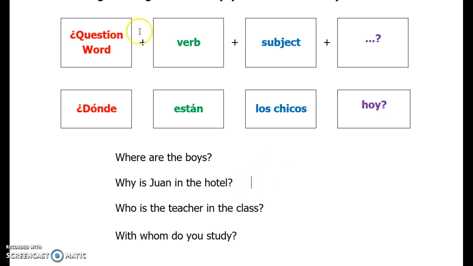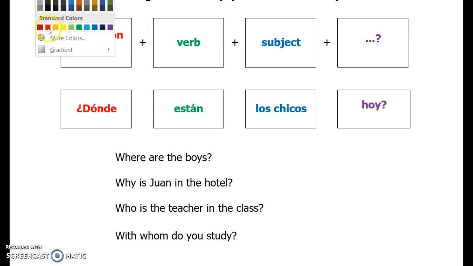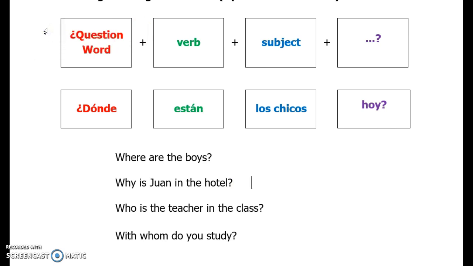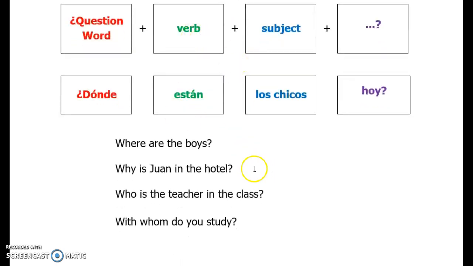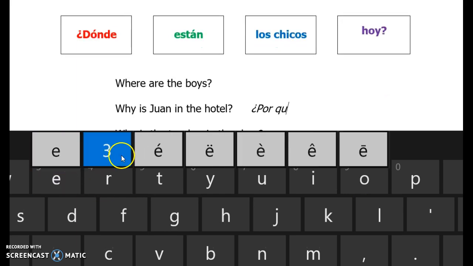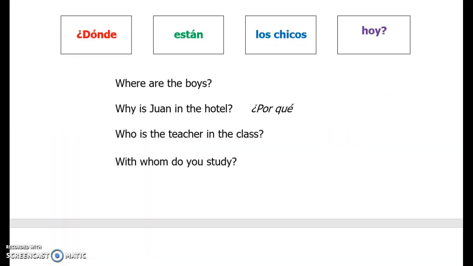As it is. Let's go ahead and do some more examples down here. So why is Juan at the hotel? I don't know why he's there, but let's find out. So we are going to need our upside down question mark. I'm actually going to pull up here and steal one and copy it so I don't have to keep pulling up that extra keyboard. Let's throw it in there. Let's do why. So por qué. That E has that accent mark. Por qué. All right.